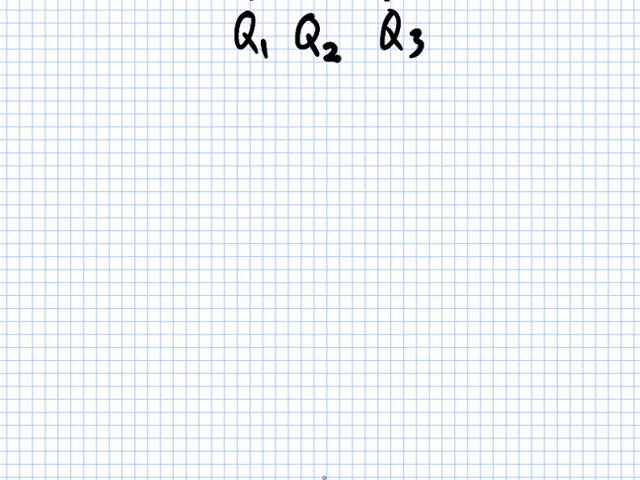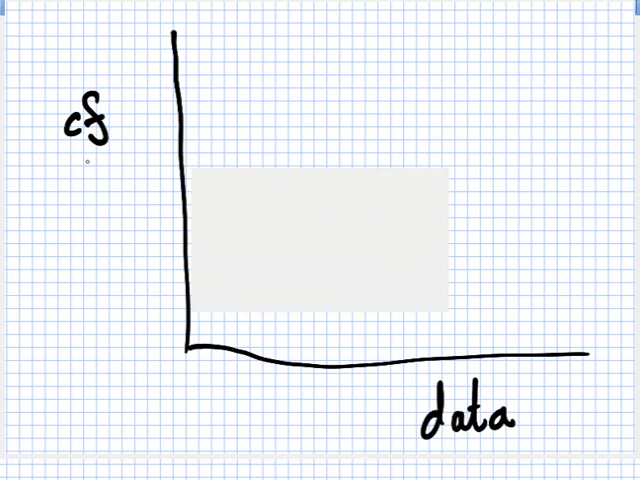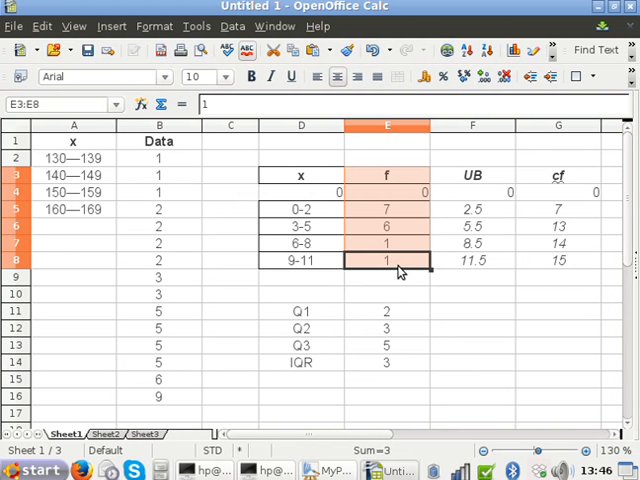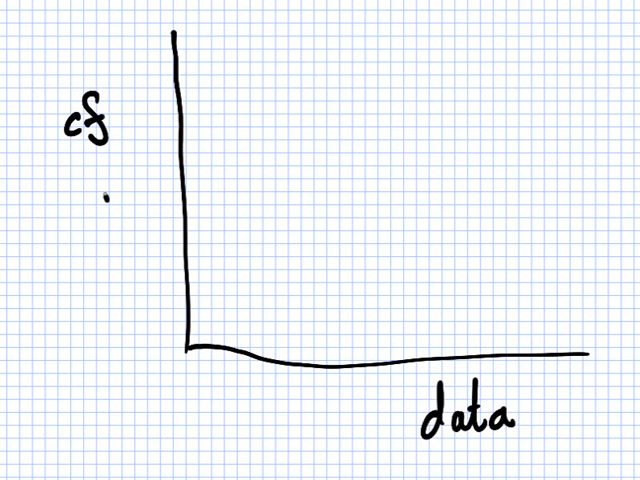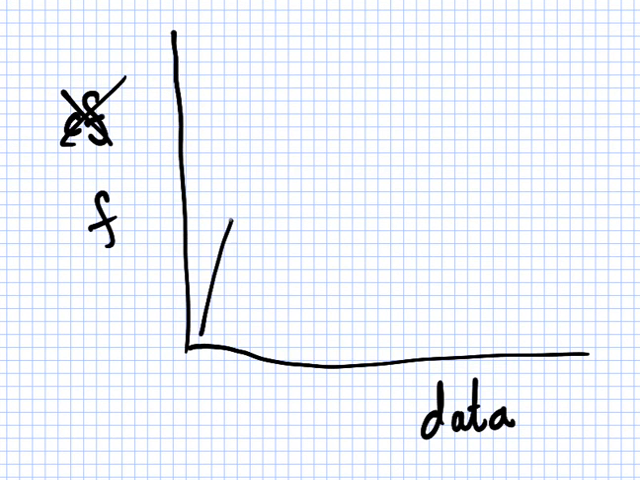Now, some warnings. When people draw this graph in the exam, they put their data here, and some people don't put cumulative frequency. What do you think they put here by mistake? They put frequency. So if you put frequency instead, what shape of graph will you get? Well, in this example, what would happen to the graph? It will go up, yeah, and then decrease. Something like this.